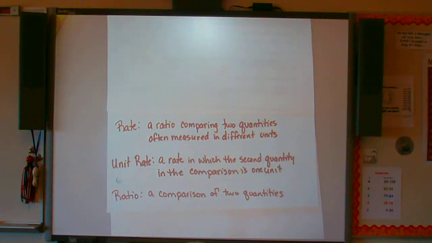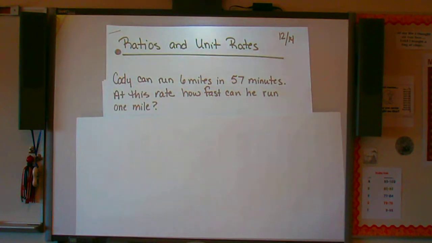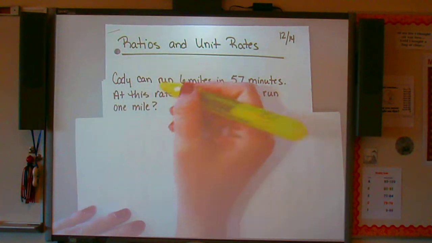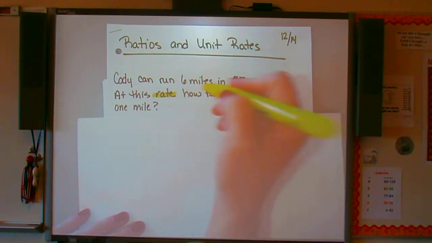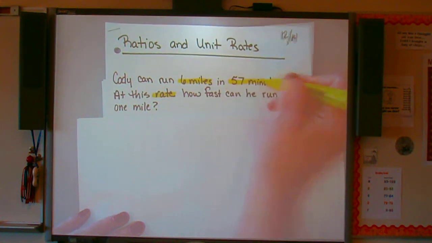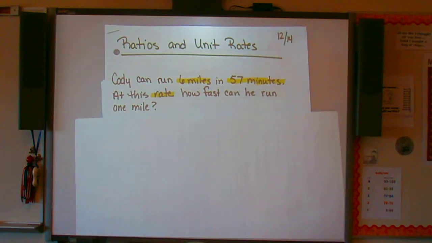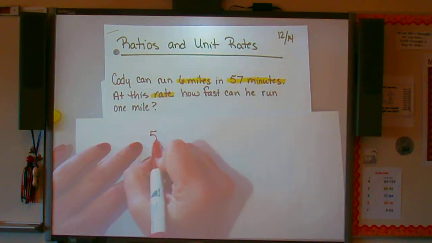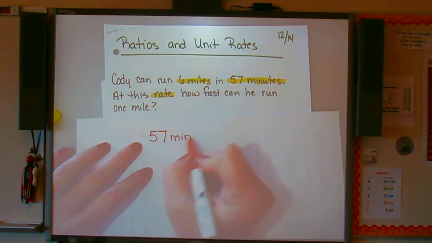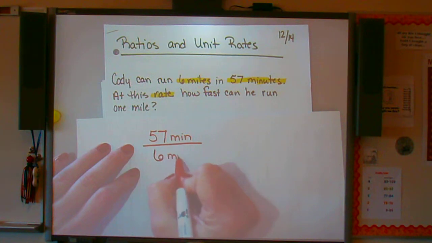So our first example: Cody can run 6 miles in 57 minutes. At this rate, how fast can he run 1 mile? We have a rate here, and it says at this rate. So his rate is the fact that he can run 6 miles in 57 minutes. So we're going to write this like this: 57 minutes, 6 miles.